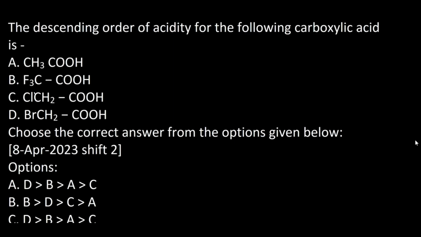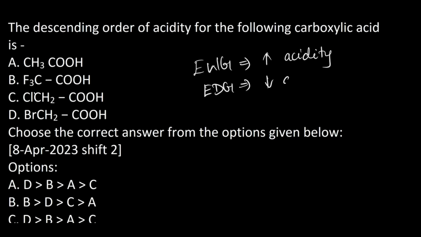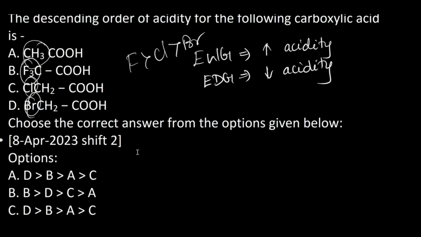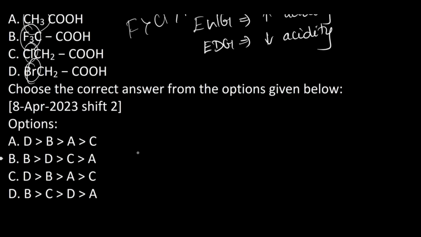Descending order of acidity for the following carboxylic acids is. Always remember, if you have an electron withdrawing group, that will increase the acidity, and an electron donating group will decrease the acidity. So let's see the compounds: CH3, here I have 3 fluorines, and Cl and Br. Fluorine is more electronegative, then Cl, then Br, and least will be CH3. So obviously B, either option B or D, and then comes D or C. So it's C, then D, then A.